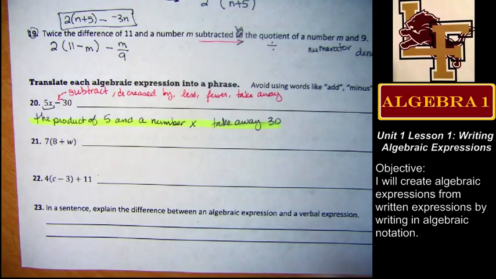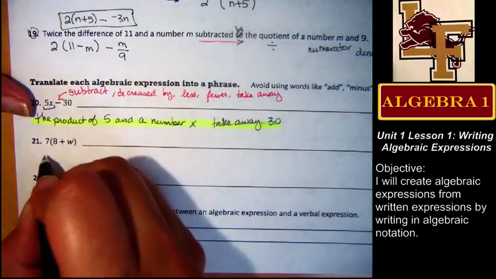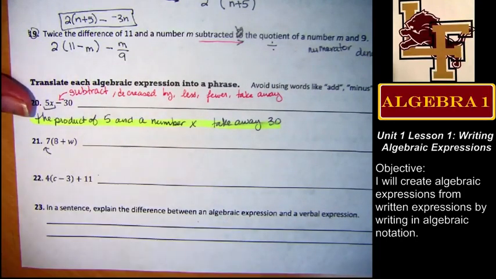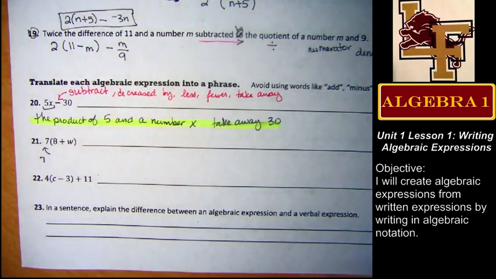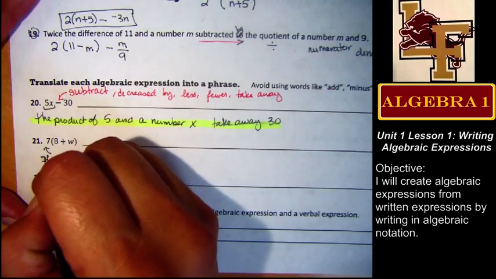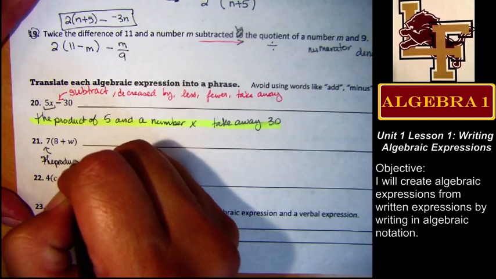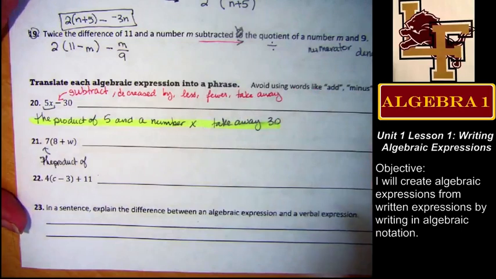7 is getting multiplied to stuff. So what words can we use for 7 being multiplied to things? The product. Okay, we could do the product of. All right, so we could do the product of. What else could we use? Because we're trying to avoid the word times, right?